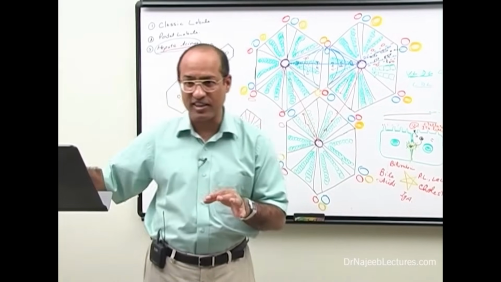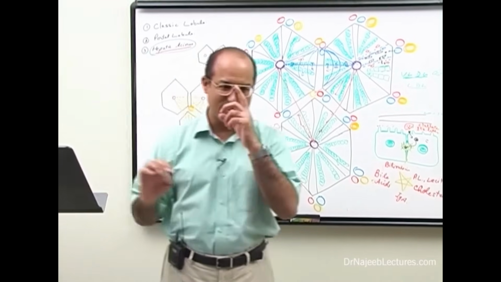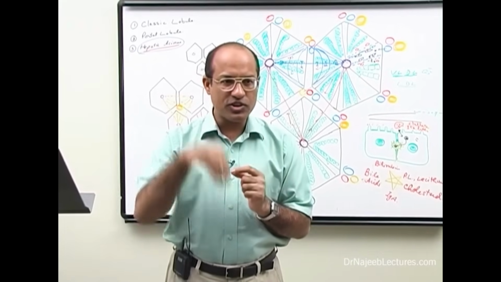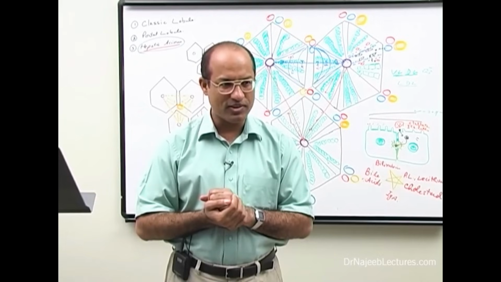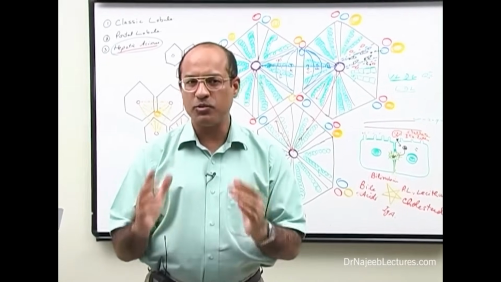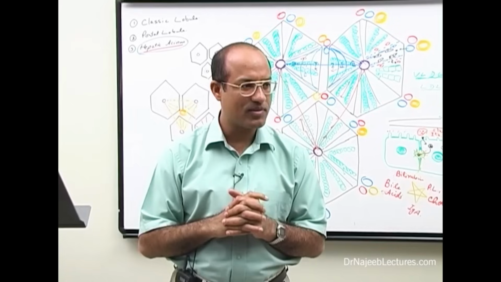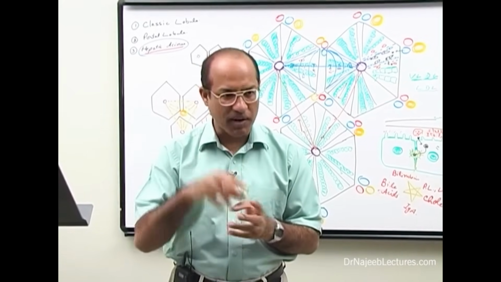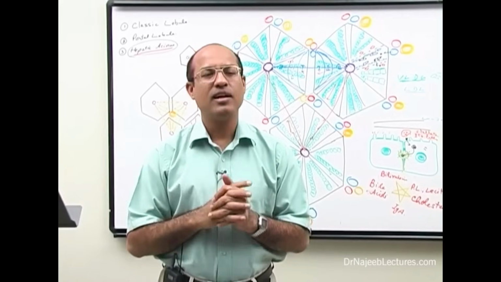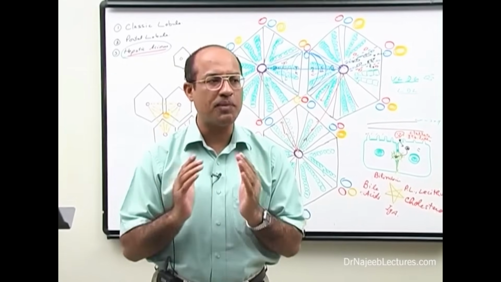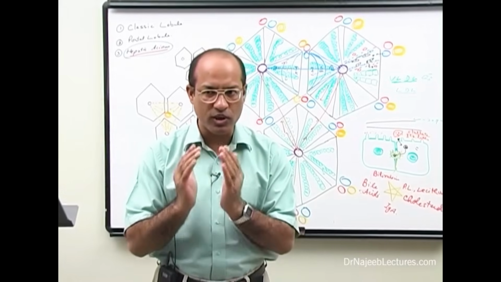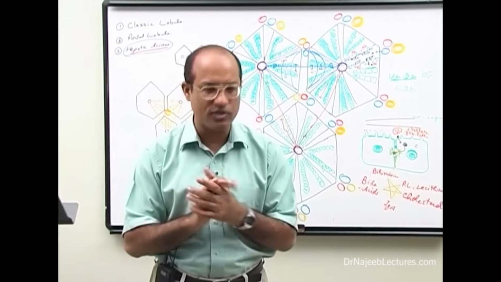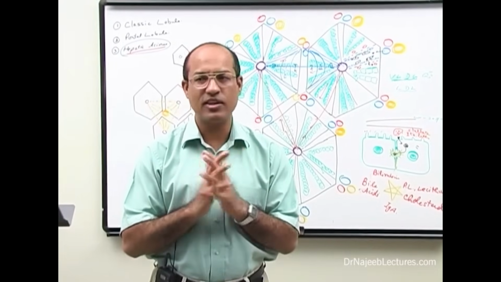Okay, I'm going to take a test before I leave you, right? First of all, the classic lobule, which structure does it have in the center? Central vein. The portal lobule has which structure in the center? Portal triad or bile duct system, right? When we talk about the hepatic acinus, then zonation of hepatocytes is done according to the level of oxygen supplied. Is that right?